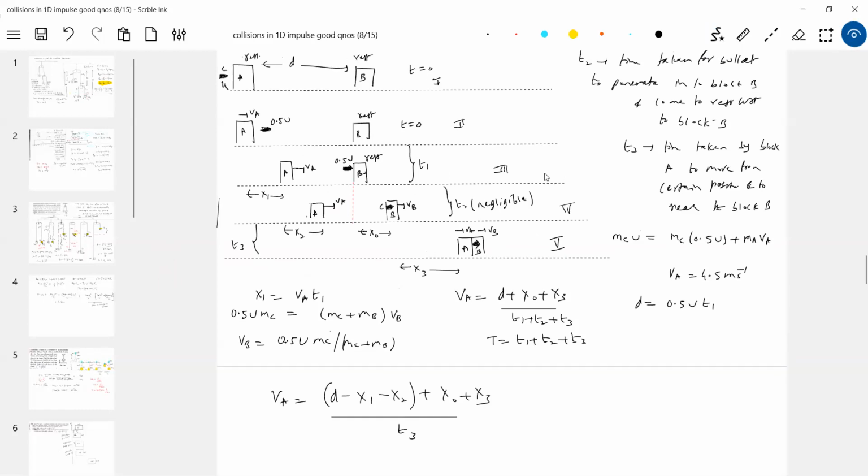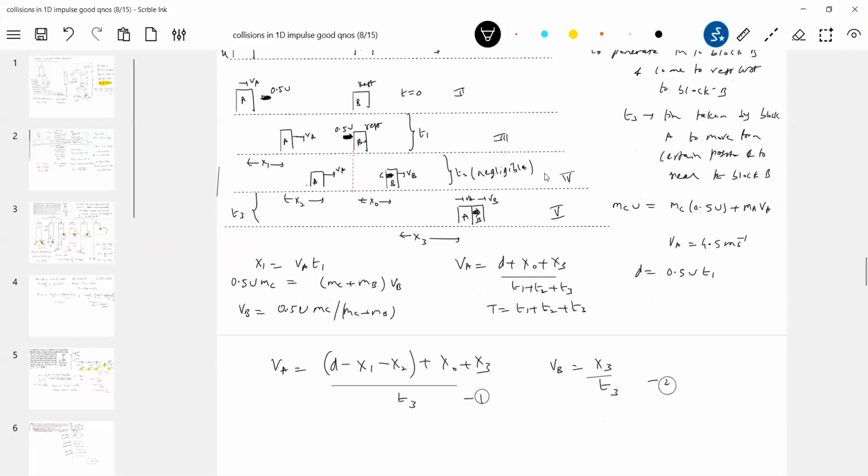In that interval of time, what happened to block B? How much will it move? X3, and we know VA and VB. So let's equate these two. Equating 1 and 2. We know VA, VB. We know D, and we know X1 also. So what are unknown things left over now? X2, X0, and X3.